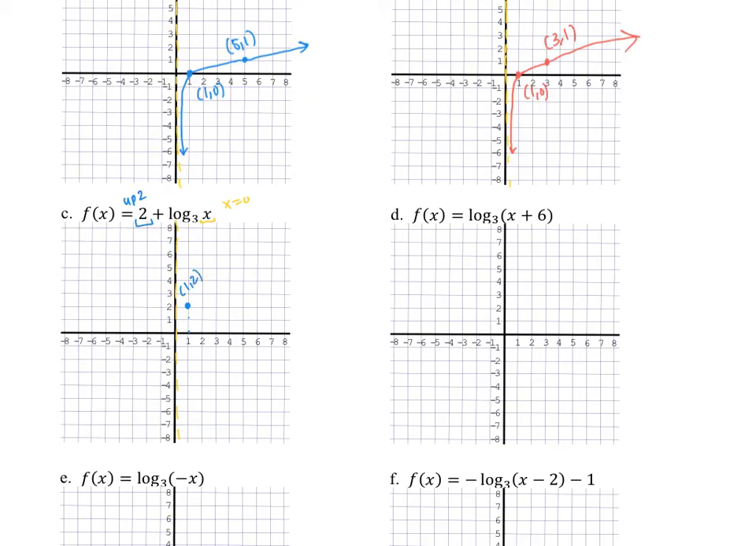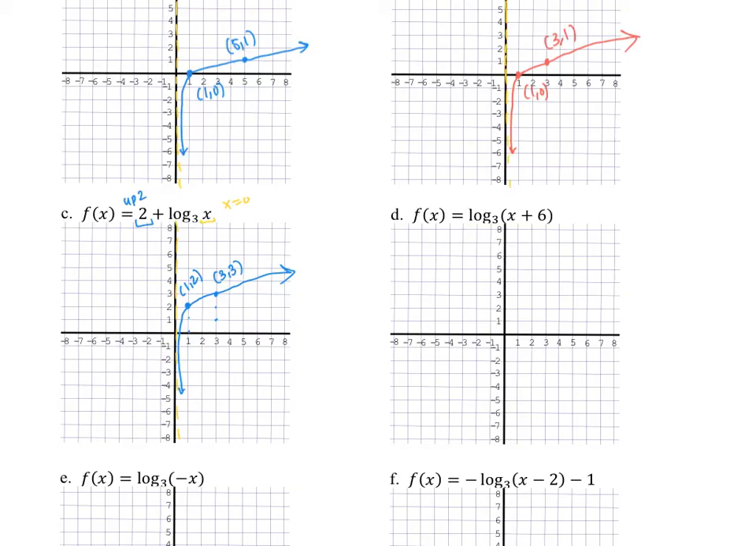Okay, my other easy point would be 3. X is 3 because this is base 3. So the log base 3 of 3 is 1. If I move up 2, now it's up here. So now I'm at 3, 3. And again, that's still enough points. It's still heading towards my asymptote and it's curving this way.